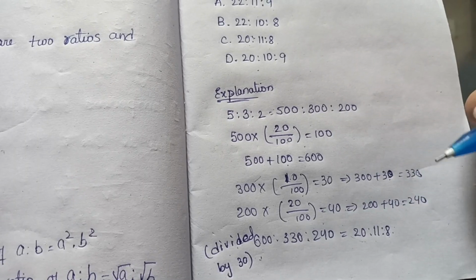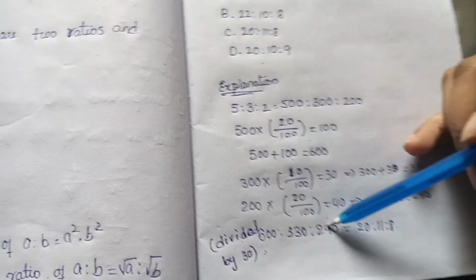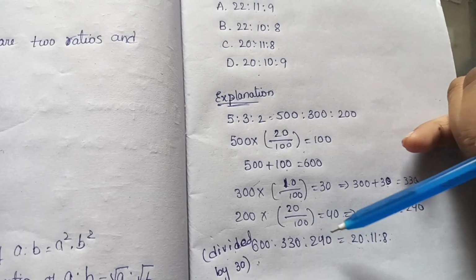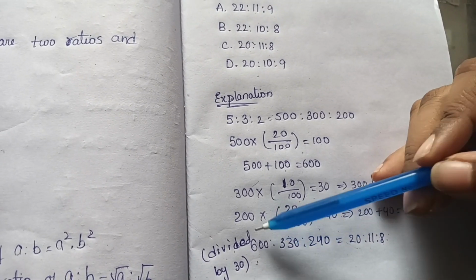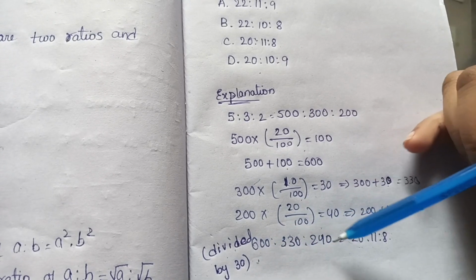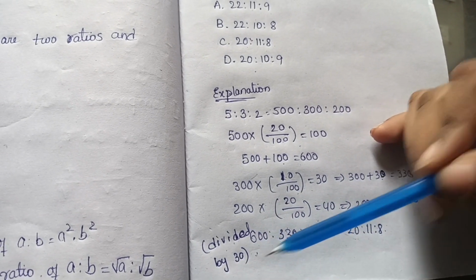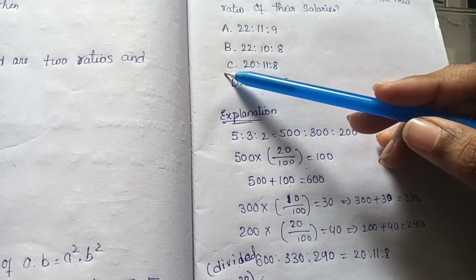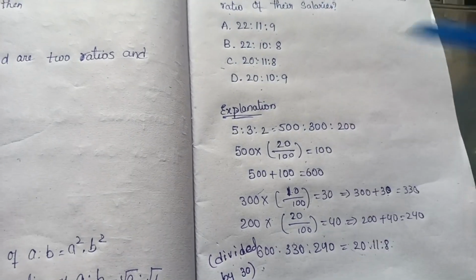Now the new salaries are 600 is to 330 is to 240. This ratio is not in the simplest form. Let's divide all three numbers by 30. 600 divided by 30 is 20, 330 divided by 30 is 11, and 240 divided by 30 is 8. Option C is the correct option. The new ratio is 20 is to 11 is to 8.